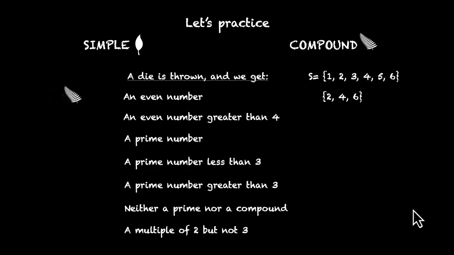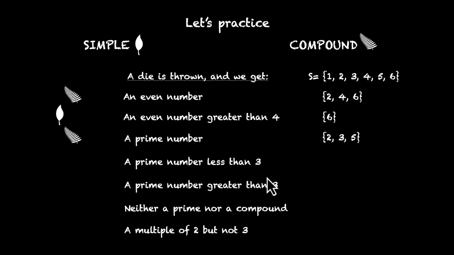Let's move to the next one. An even number greater than 4. Let's look at this list and see which number is greater than 4 and is also even. Well, there's only one number. That number is 6. So this event has only one sample point, which means this event is simple. It's an example of a simple event. Let's move to the next one, a prime number. How many numbers are prime here? Well, 2 is prime, 3 is prime, and 5 is prime. So 3 sample points, which means it's a compound event.